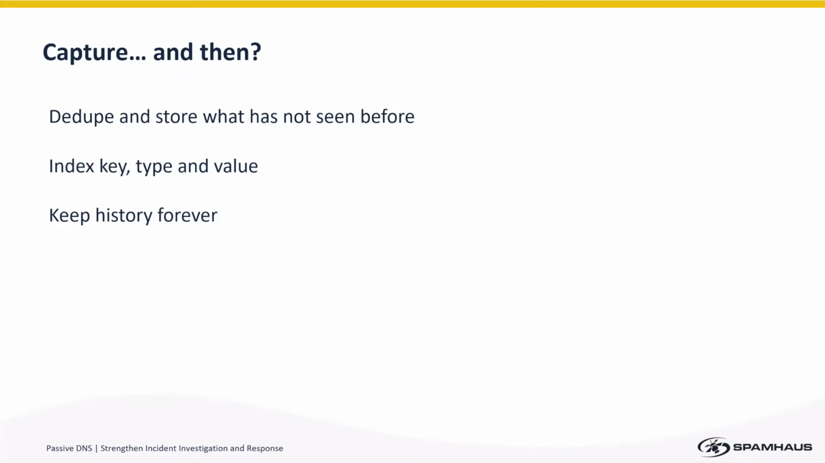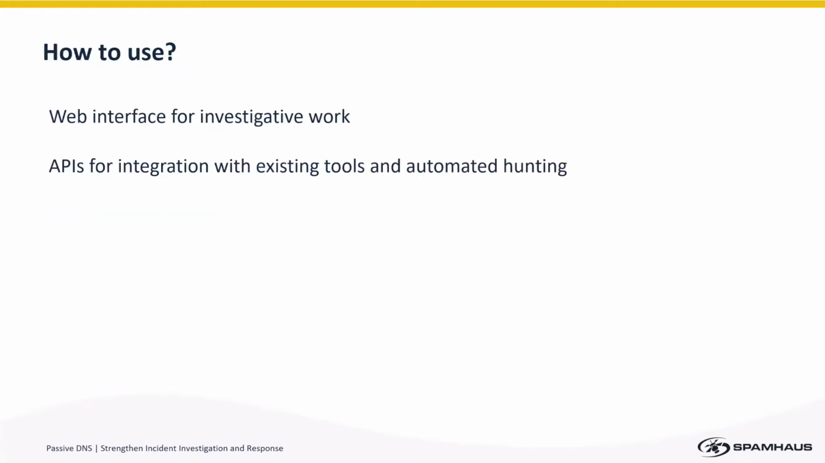So now that we have all this data, the next question comes: how can we use this? In our case, the Spamhaus passive DNS system, there are two ways to use the data. There's a web interface for manual investigations where you can just log in and use a web GUI to go through the data, ask the questions, click on multiple outcomes, and as a result work your way through whatever you're seeing there.